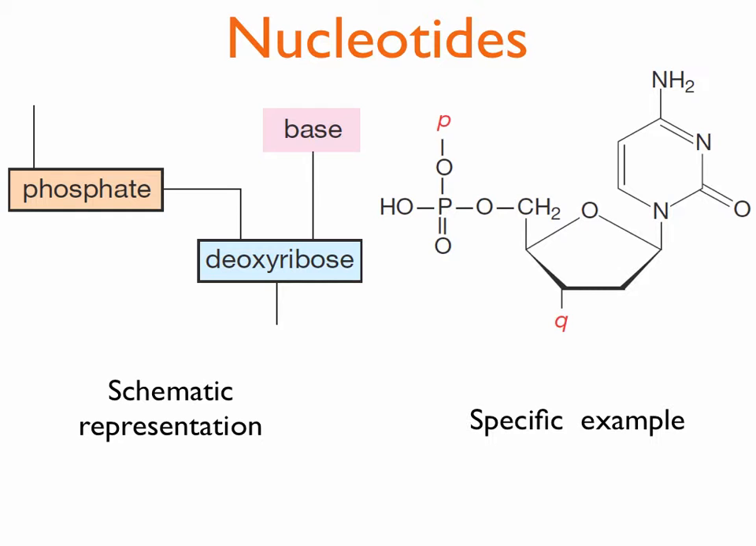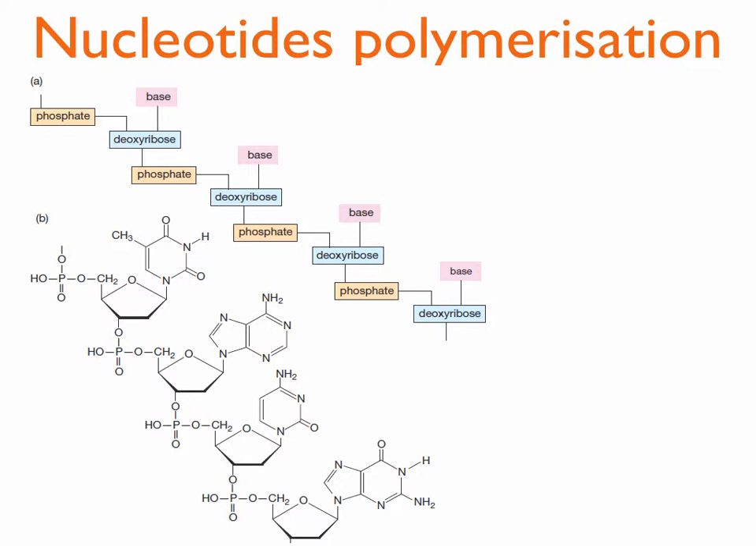You'll be pleased to know that the Board of Studies requires that you can represent a nucleotide in that schematic representation on the left. You don't need to ever be able to draw the example on the right, though you would need to be able to recognize the example on the right as an example of a nucleotide because it's composed of a phosphate, a sugar, and a base. Let's keep going and have a look at the polymerization process.